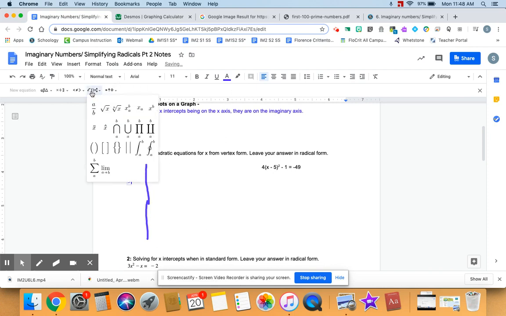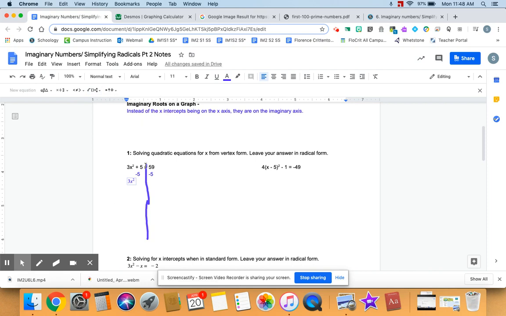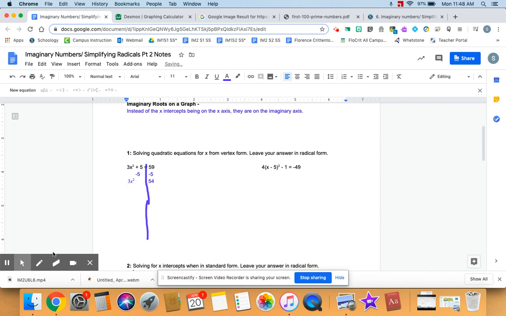Three squared. But the plus 5 minus 5 canceled and went away. And then on this side, 59 minus 5 is 54. The next thing we get rid of is this 3. To do that, we're going to divide both sides by 3, because 3x squared means it's 3 times x squared. And so to undo multiplying, we divide.